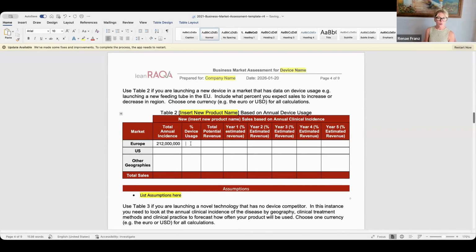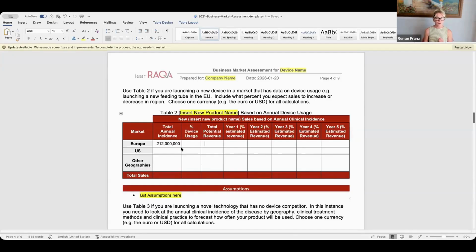And then what percent usage do you think folks would be using of your device? That's where you would look at, well, in this case, you could do your TAM, SAM, SOM model. So if you did total annual incidence of 212 million peripheral IVs placed a year, and you assumed 100%, and then you put in your average sales price, let's say, I'm making this up, $3, that would give you your total potential revenue. That's your total available market, or what's known as TAM, T-A-M.